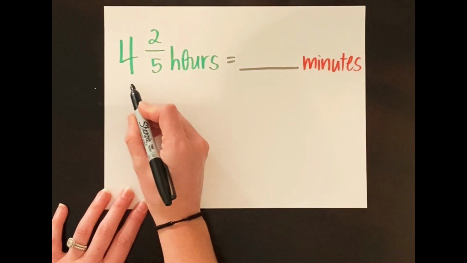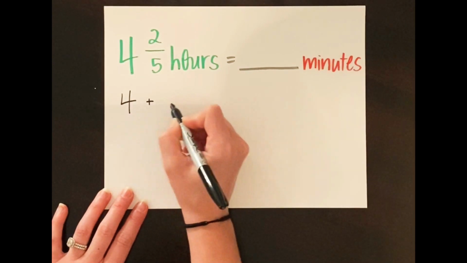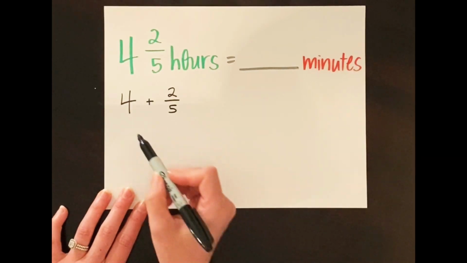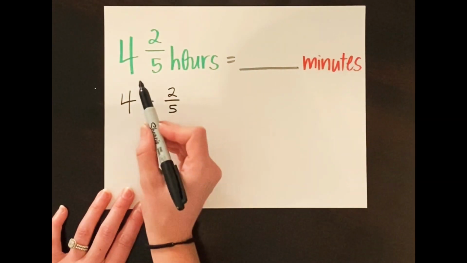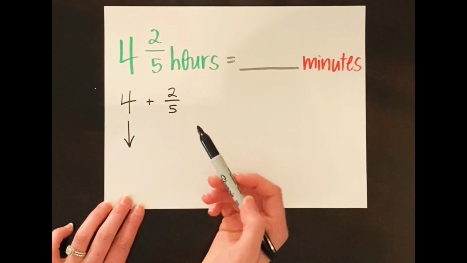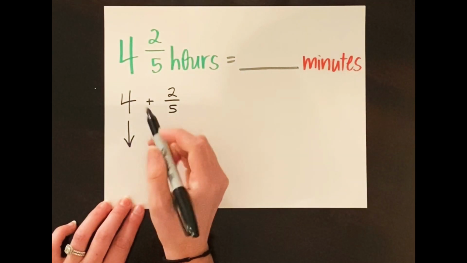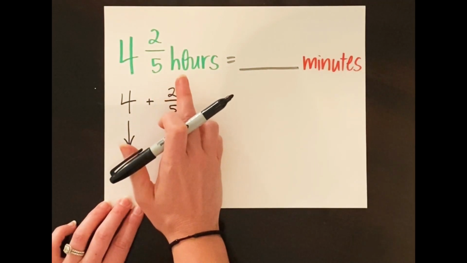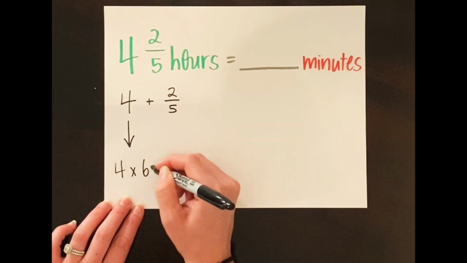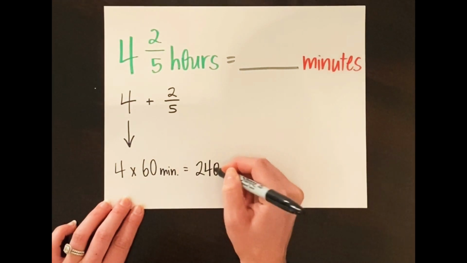I know that when I have a mixed number, like 4 2/5, it's really 4 wholes plus 2/5 of another whole. So I'm first going to figure out how many minutes there are in 4 hours. So I'm going from a larger unit to a smaller unit, so I'm going to use multiplication. So I know that there are 60 minutes in 1 hour, so I need to multiply 4 times 60 minutes, which is 240 minutes.